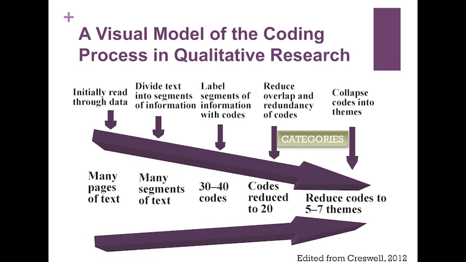So you initially read through the data, you divide the text into segments, you start to bracket things that you think are important, you label them with some codes, you look to see which codes might be redundant, and then you can collapse them into themes.